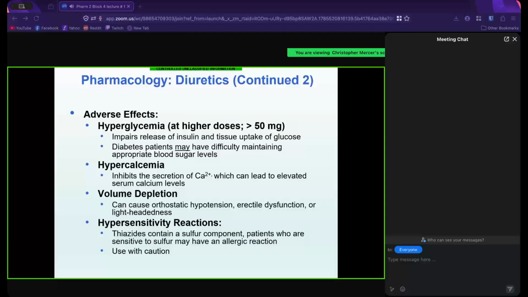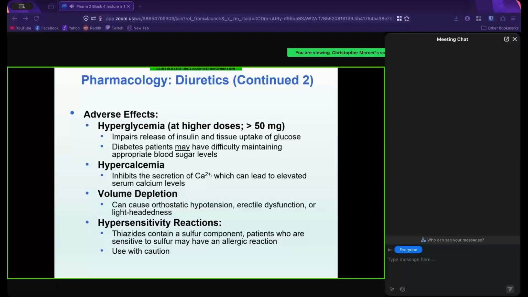Right? All right, so adverse effects for the diuretics. You do need to know, you say dosing doesn't matter, but for our thiazides, above 50 milligrams of thiazide, we can start looking at hyperglycemia. So the actions and why is listed there for you. It's going to impair the release of insulin and the tissue uptake of glucose. So hyperglycemia at dosages higher than 50 milligrams.